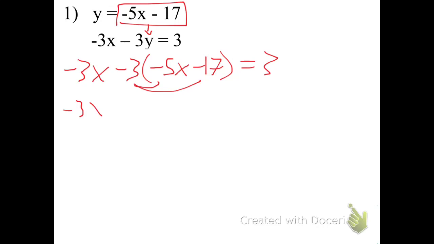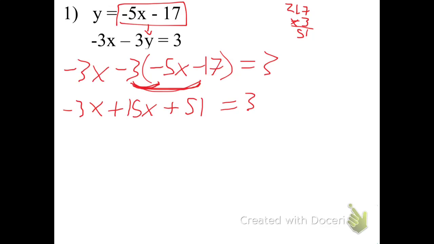Combine like terms. I'm trying to get x by itself. Here I have negative 3 times negative 5x. That is positive 15x. I got negative 3 times negative 17. I don't particularly remember that one right now. Here, let me calculate real quick. Okay, that's 51. Negative 3 times negative 17 is positive 51. And I got equals 3 over here.